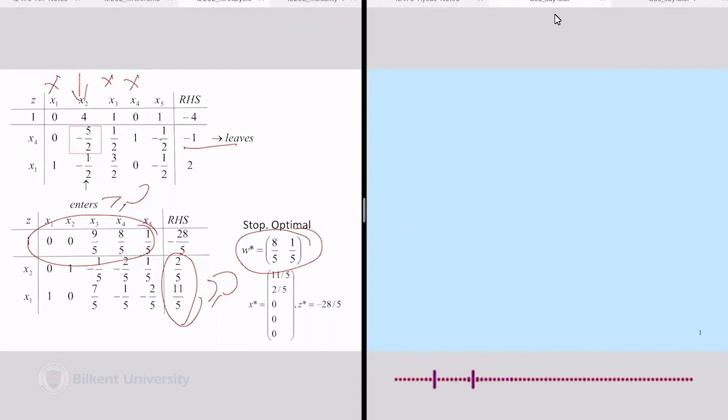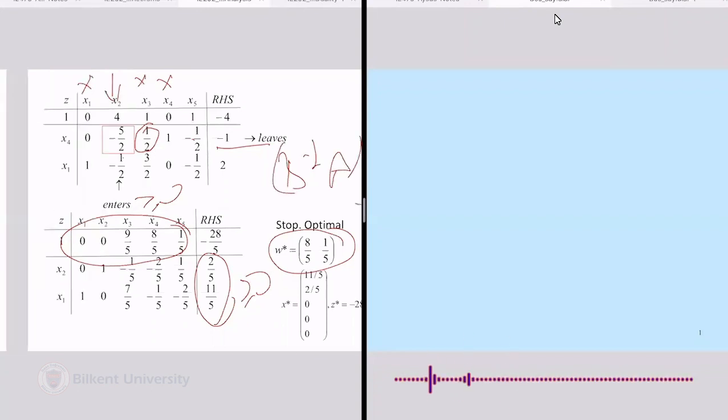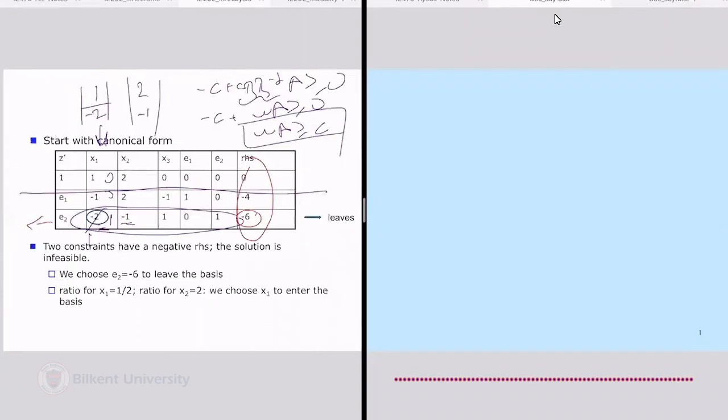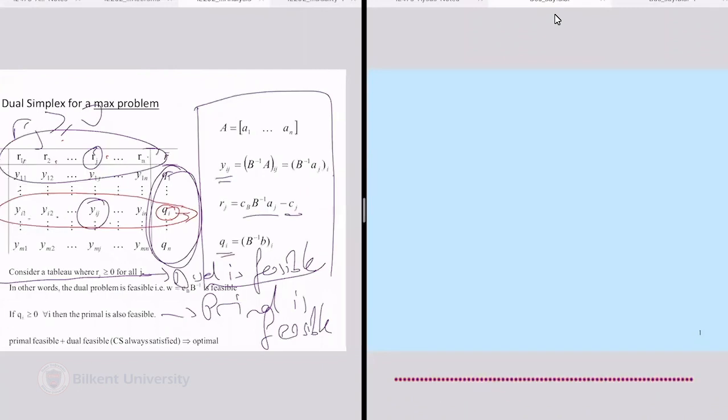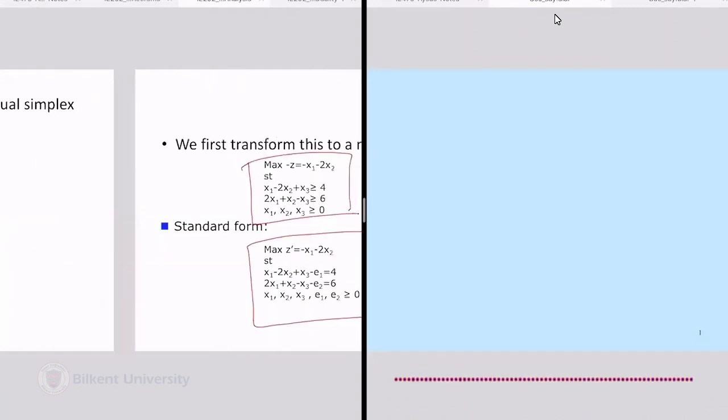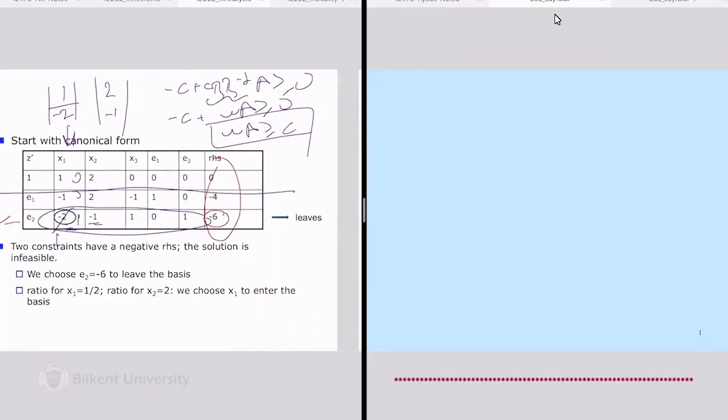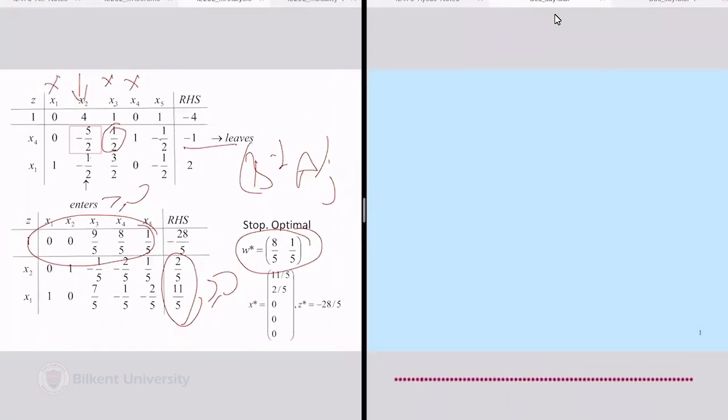Somebody asking a question? Yes, I wanted to ask something. Why did we cross out x3 as not appropriate? We cannot consider it because its entry in the ratio test is not negative. Only the ones for which the jth entry of B inverse A is negative are valid. Let me bring back the algorithm statement. Here it is. You only look at where yij is strictly less than zero. In this example here, the yij for x3, y4,3, is positive. So it's invalid. Okay, thank you. You're welcome. Any other questions?